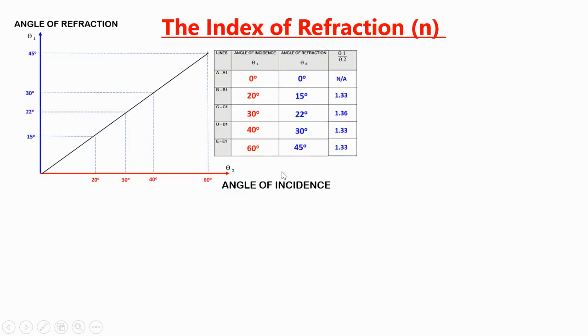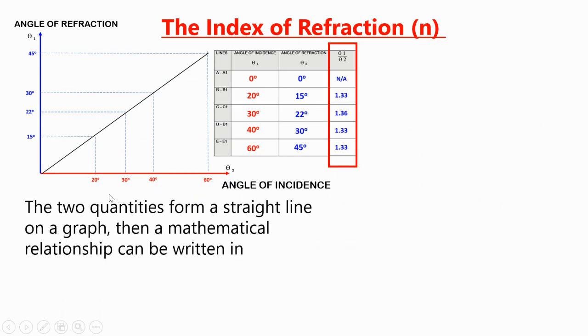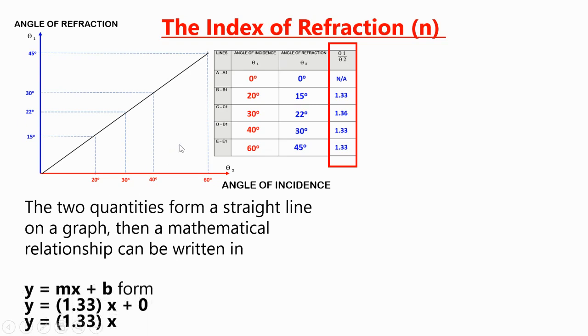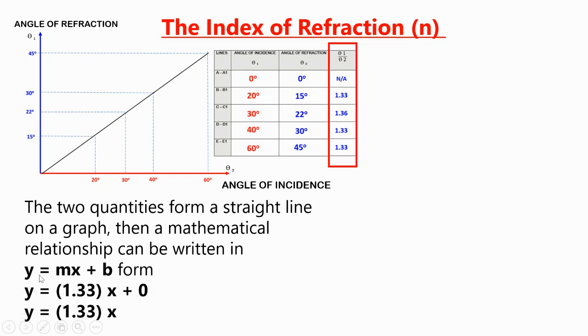So what does that mean? What that means is that these two quantities form a straight line on a graph. So then a mathematical relationship can be written in this form: y is equal to mx plus b.